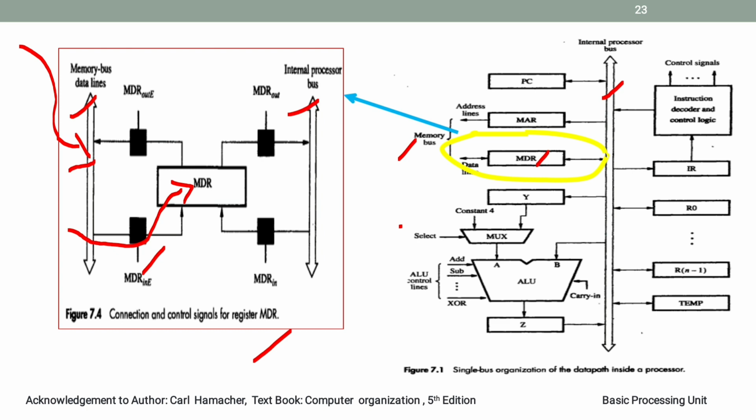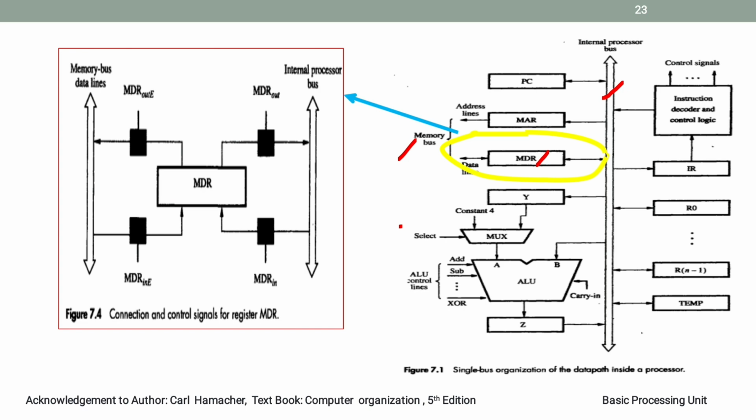Next, the MDR out control signal is given. Then the content of MDR is put onto the internal processor bus. From here it is taken into different registers of the processor. So this is a read operation performed by the processor through MDR.